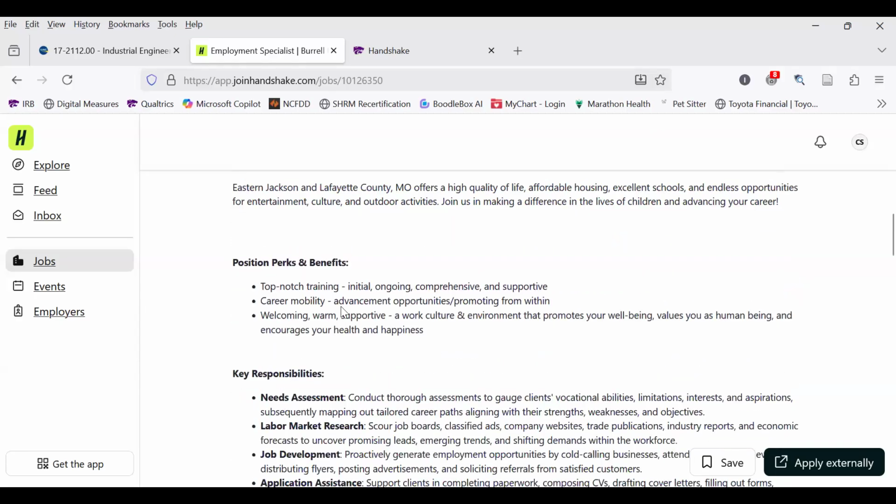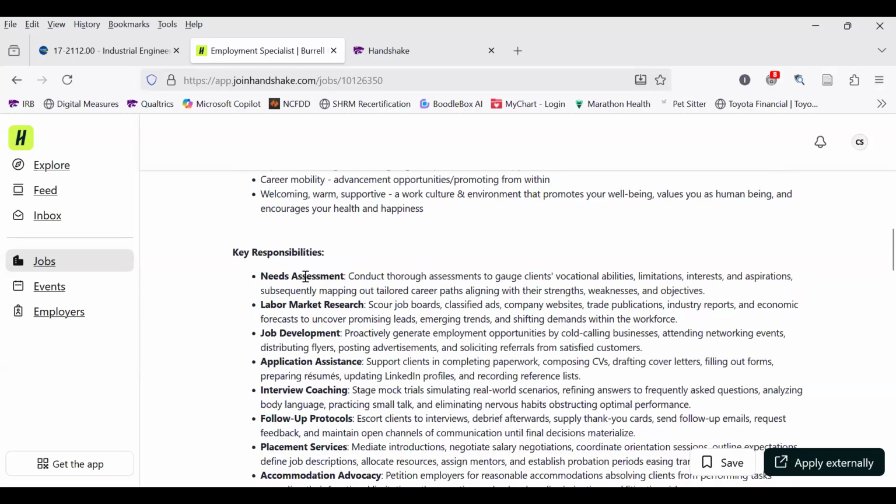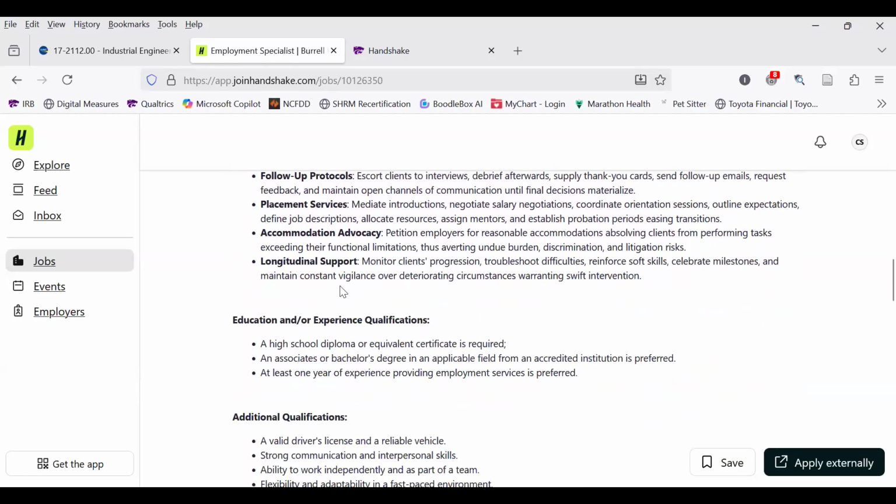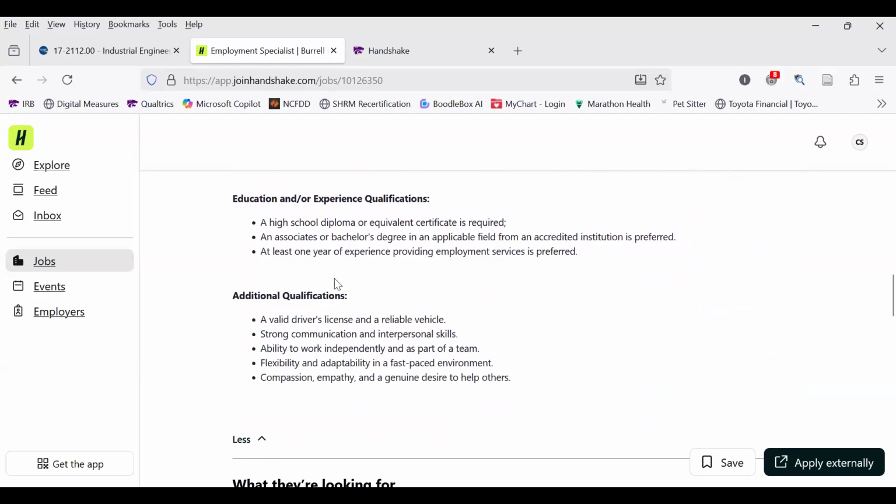Then they have some of the perks and benefits. This is also part of them trying to build up that employer brand. And then the key responsibilities here are the tasks that are part of that job. You can see that they have a very short title, and then they describe exactly what that task looks like in the organization. This is about as long as I want you to write for your assignment for this week as well, so nothing super long. Here are the specifications, so your education and experience qualifications, and then they also have additional qualifications.